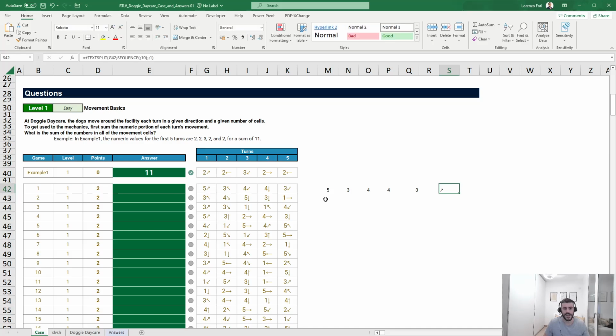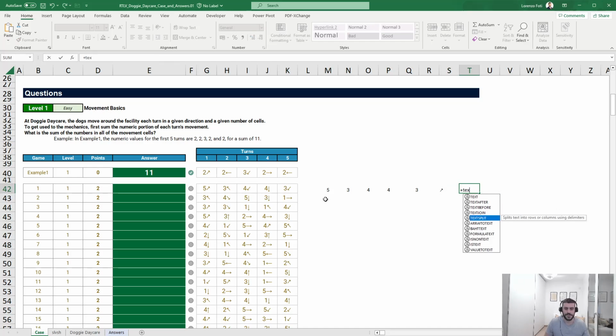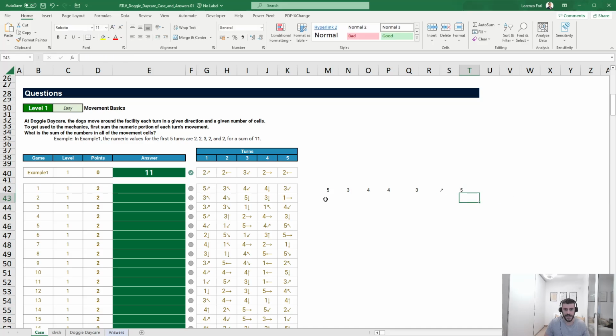So you basically get all the non-number characters, and then you do the same thing using the result of this first split. So you basically do a text split again. The column delimiter will be this, and then you ignore empty again, and you get the numbers. So the idea is basically that.